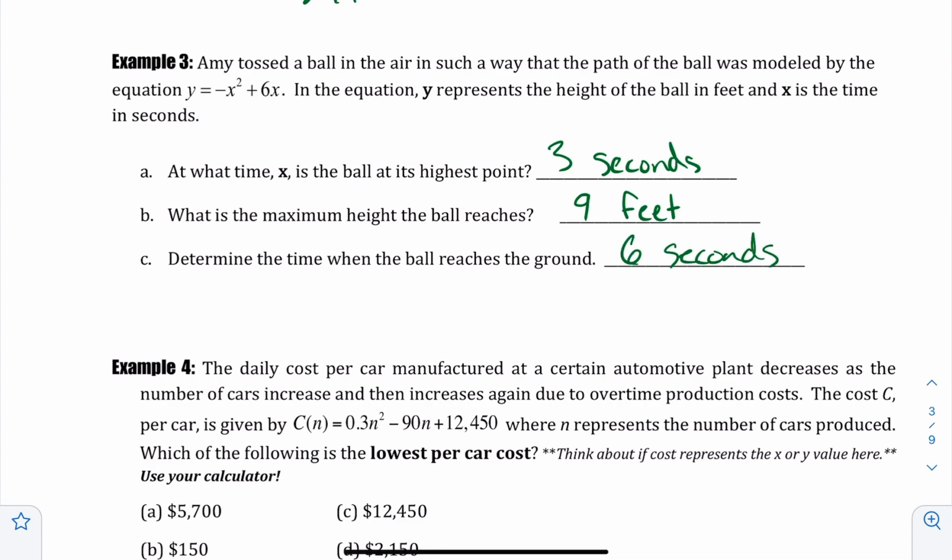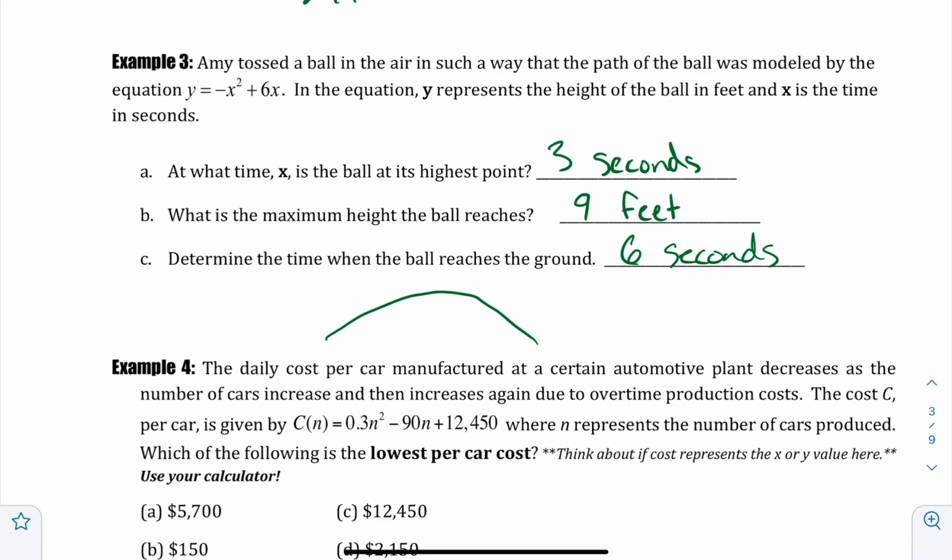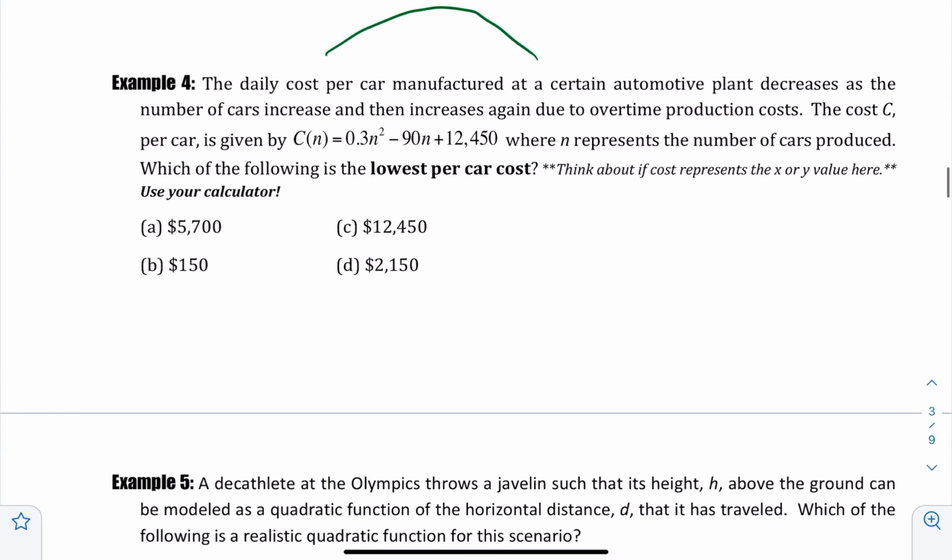Again, if we want to take a look at our throw, when you throw something, it goes up, it goes down. And so when we take a look at that graph, it starts at (0, 0), travels up and reaches a height of 9 at the 3-second mark, and then it hits the ground at 6. Again, we can get this algebraically, but I really just need you guys to be able to read the graph. So feel free to graph it in Desmos and get your answers. Last one for this video.